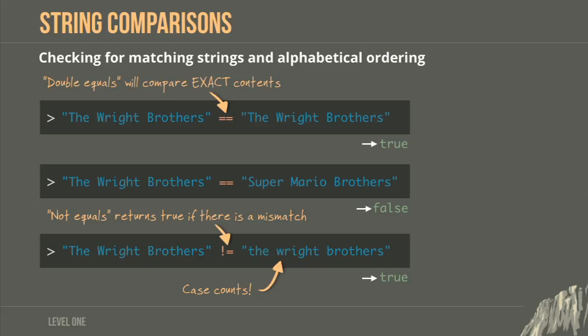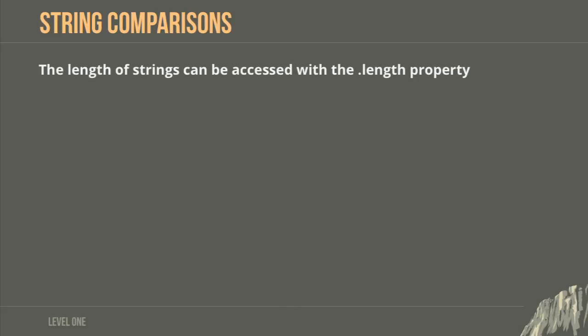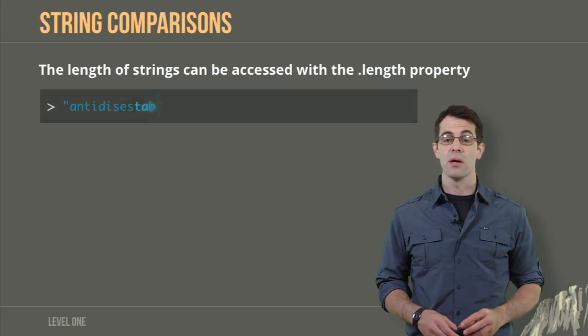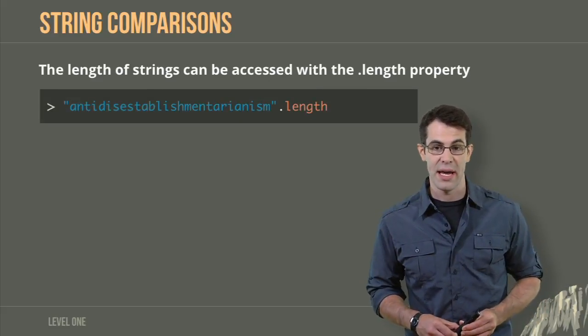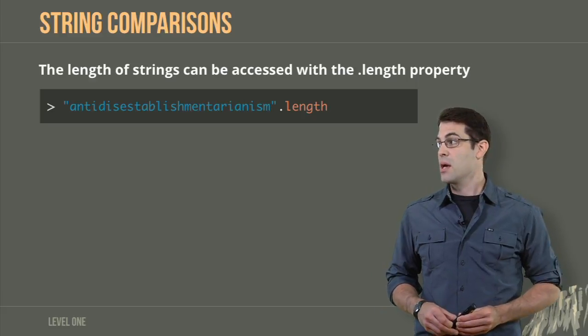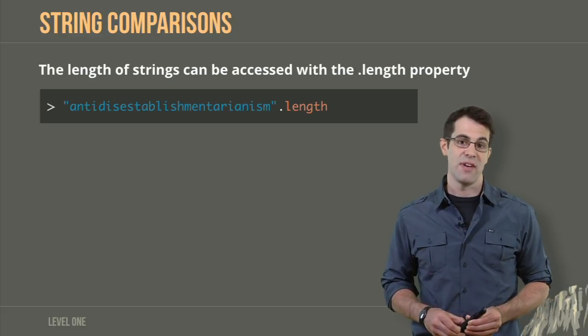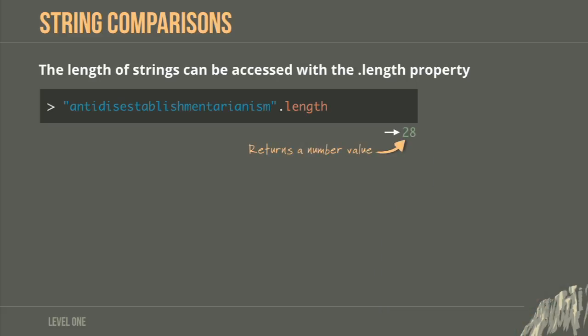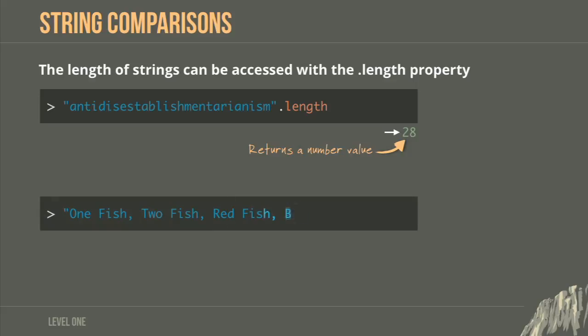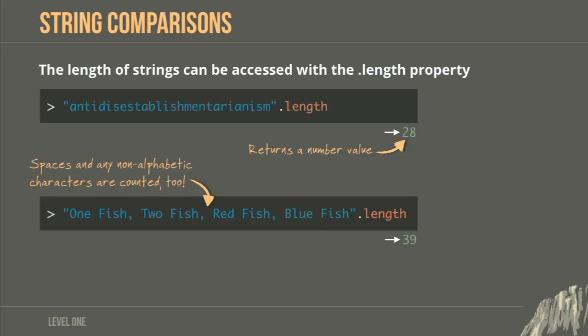We can also access the length of strings using the .length property. You can see here that if we have a super long English word, "anti-disestablishmentarianism," and we use the .length property, the JavaScript console would return a very nice value to us of 28. And again, when we used "one fish, two fish, red fish, blue fish," if we use the .length property on that, JavaScript will return a 39. Now what's really important here is that the .length property will calculate all of the spaces and all of the punctuation in determining your length.